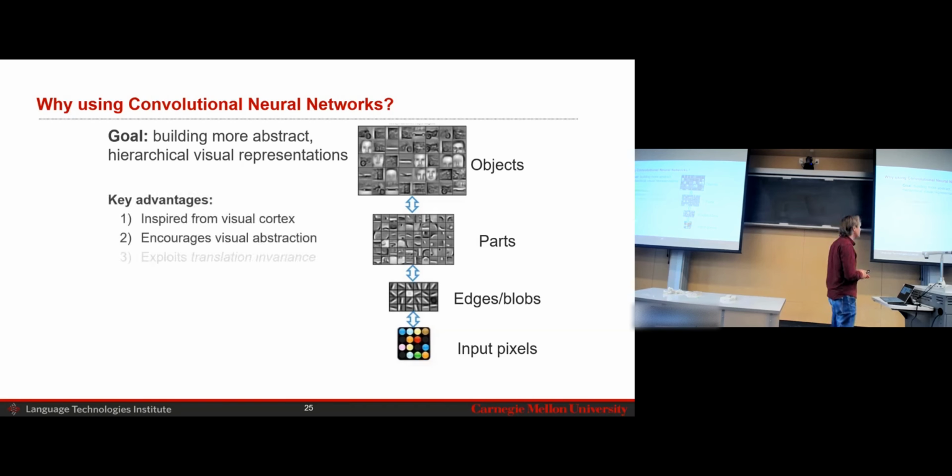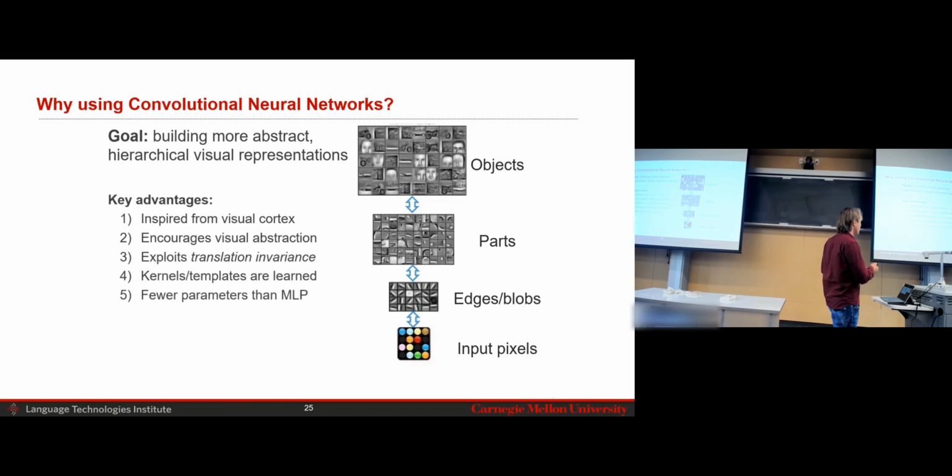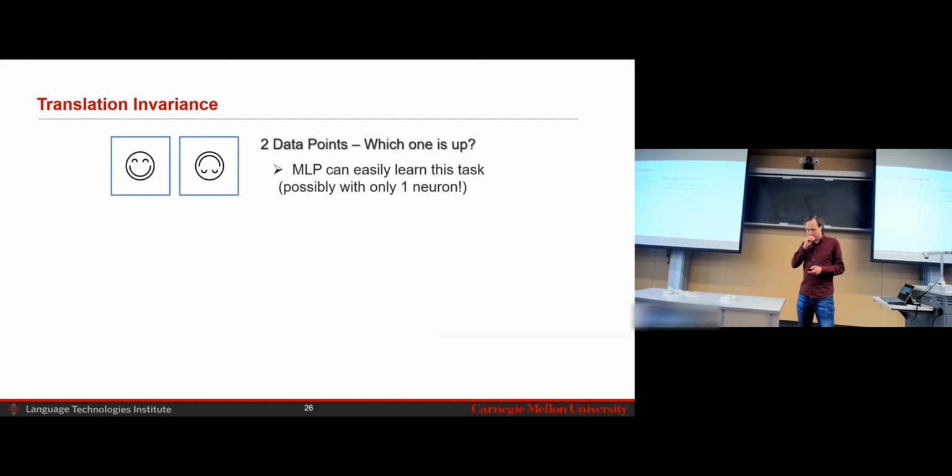So the key advantage here is that it is inspired somewhat by the visual cortex. There is this level of abstraction, and as we will discuss, there's translation invariance. We'll discuss that in more detail. There are also those templates that are going to be learned, and there are fewer parameters than a multi-layer perceptron. I will go over all of these key advantages in more detail. But translation invariance, I think by now I've hammered it enough.